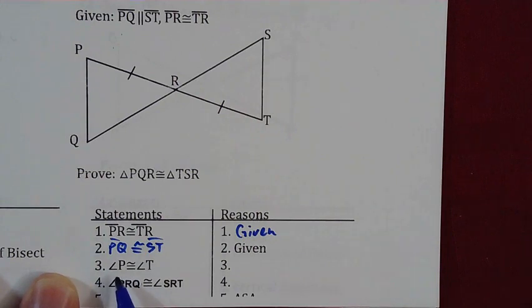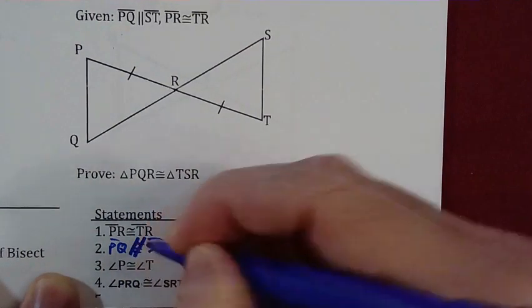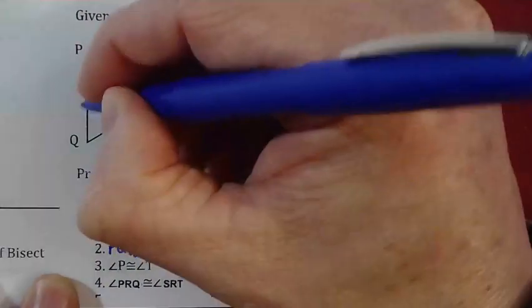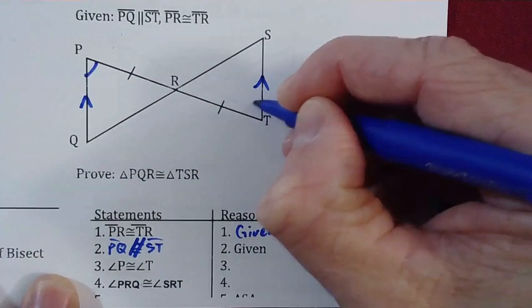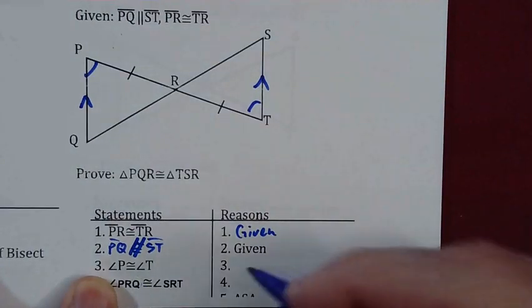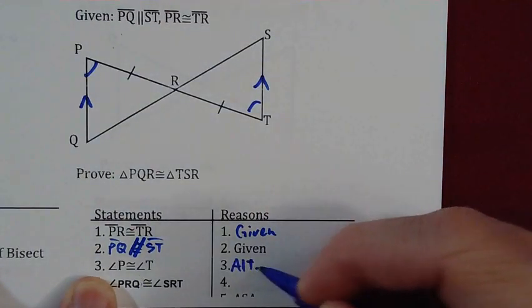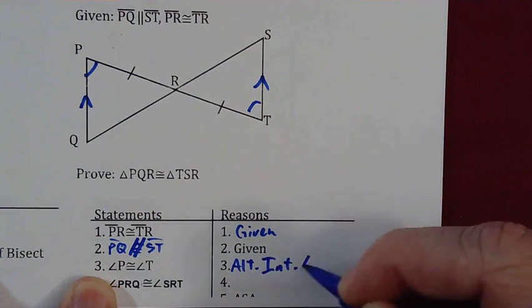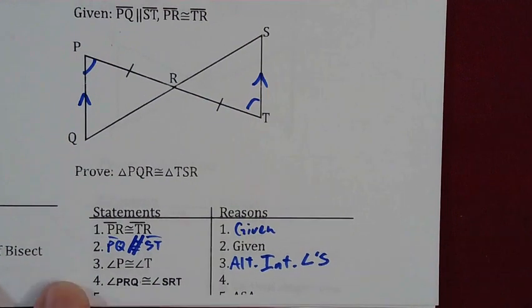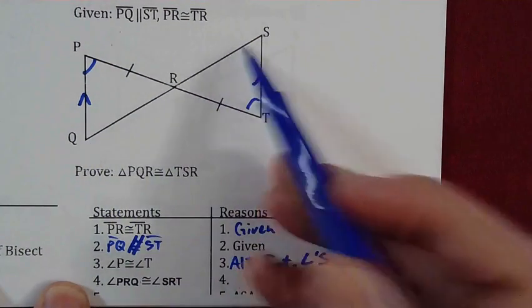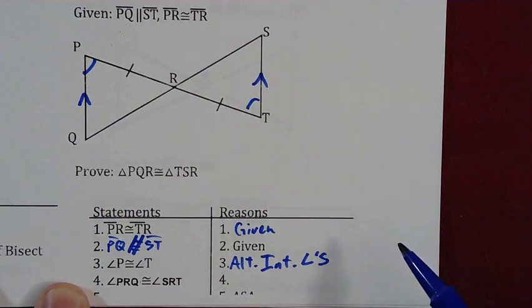Let's see. Angle P is congruent to angle T. How do I know that? Well, they told me that these 2 are parallel. PQ is parallel to ST, and that matters. If those 2 sides are parallel, that means that these 2 angles, angle P and angle T, would be congruent, like they said, because of the alternate interior angle theorem. I'll just say alternate interior angles for that one. Now I could also say that Q and S are congruent. Those are also alternate interior angles, but apparently I don't need that.